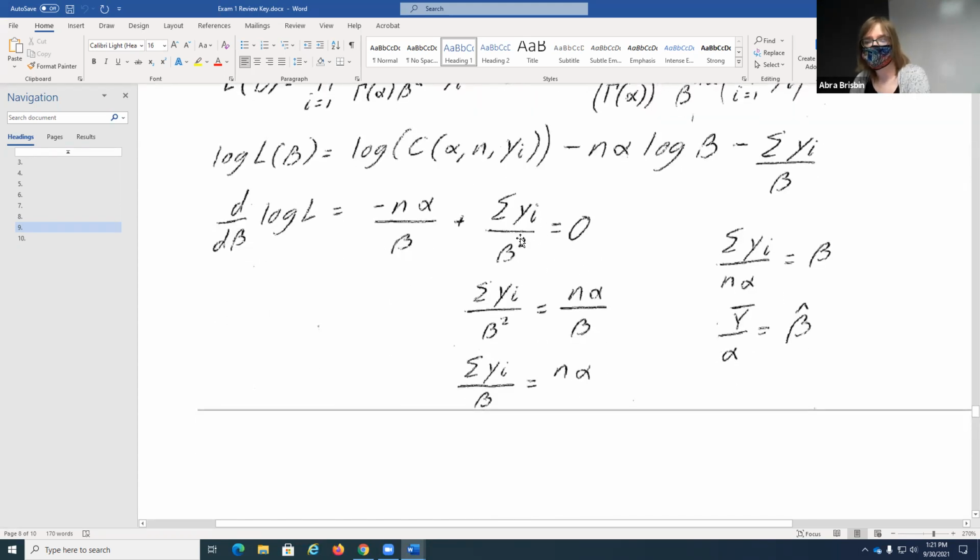From there, we're trying to get beta by itself. So get the n times alpha over beta on the other side of the equation. Multiply both sides by beta. Multiply both sides by beta again. So we end up with beta hat is equal to the sum of the y sub i's over n times alpha, which we can simplify: the sum of the y sub i's over n is just y bar. So we have y bar over alpha.